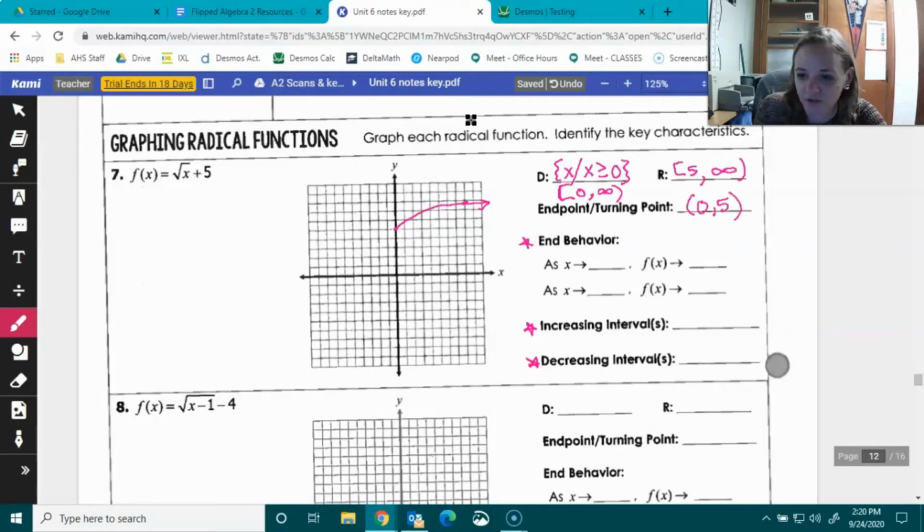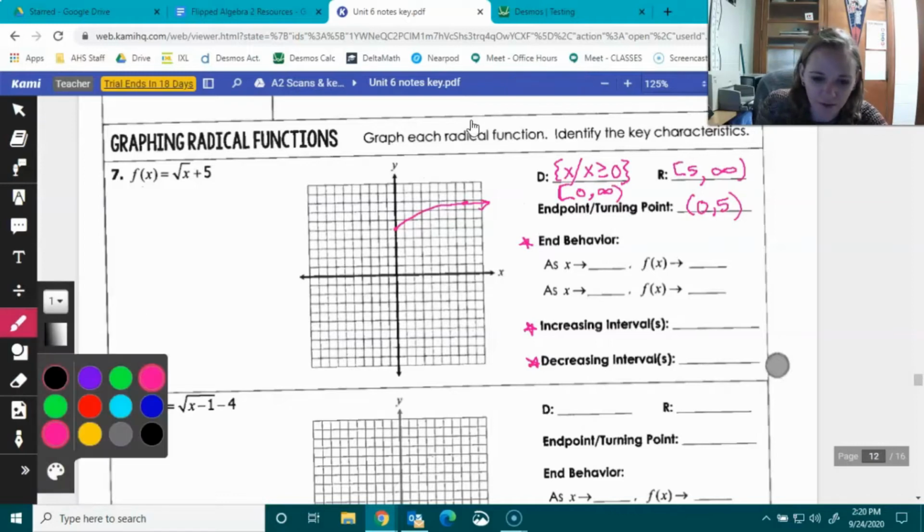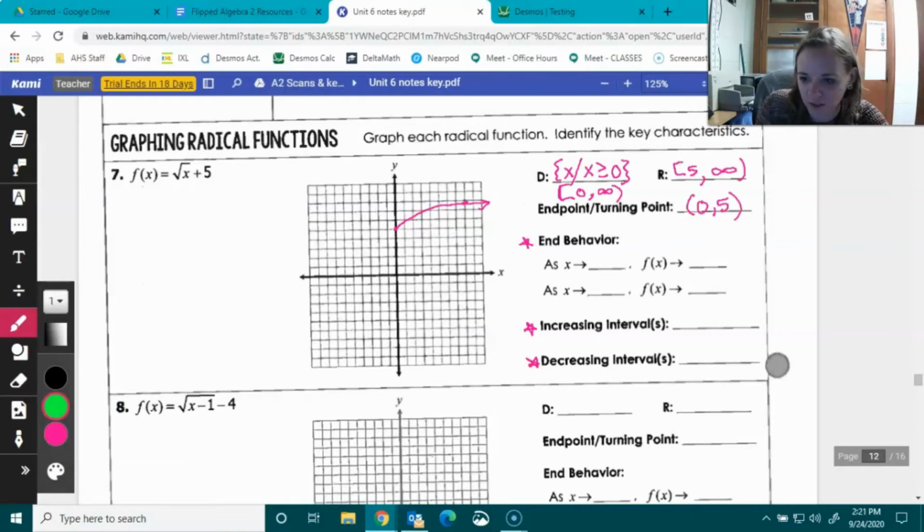Alright, end behavior. What this means is what is the graph doing as it goes in either of these directions. So I know that my x's are doing what? They're approaching 0 and they're approaching infinity. So the best thing you can do is take these two values and put them here. Okay? Let me do that in a new color. So you're going to take that value and put that there. And then you're going to take this value and put it here.